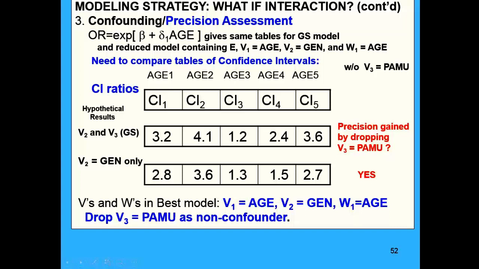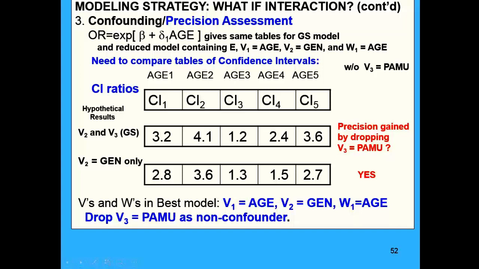We look at the set of confidence intervals for the model that drops PAMU, and we compare these two sets of confidence intervals, and we ask the question, do we gain precision by dropping the variable that we dropped? In this case it was PAMU. Do we gain precision? Well, we certainly gain it here. We gain it here. Well, we don't gain it here, but it's not that much of a difference. We gain here and we gain here.